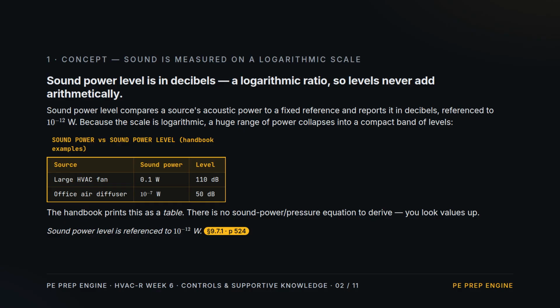Concept 1. Sound is logarithmic. Sound power level compares a source's acoustic power to a fixed reference and reports it in decibels. Because the scale is logarithmic, an enormous range of power, a large fan versus a small diffuser, collapses into a narrow band of levels. The key point for the exam: the handbook gives this as a table, not an equation. There is no sound formula to derive. You read values off the page.